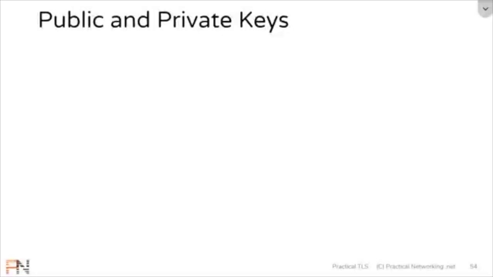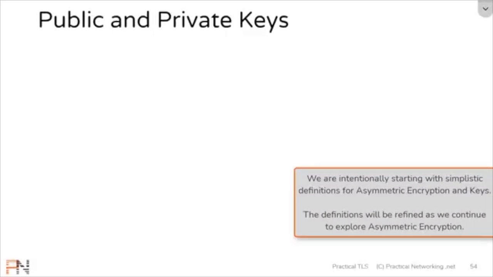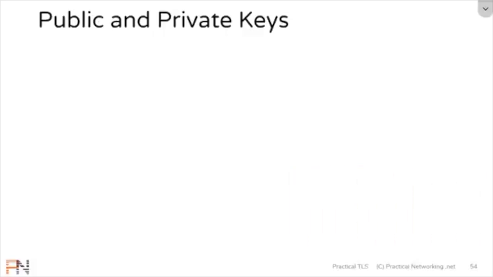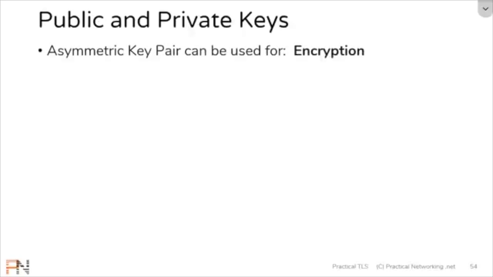In the last lesson, we talked about symmetric encryption and asymmetric encryption. We mentioned that asymmetric encryption uses two different keys to do its encryption and decryption. Well, those two keys are referred to as a key pair, and you can use that key pair to do encryption. So let me show you how that works. We're going to use Pam and Jim. They're going to use asymmetric keys to securely exchange data with one another.